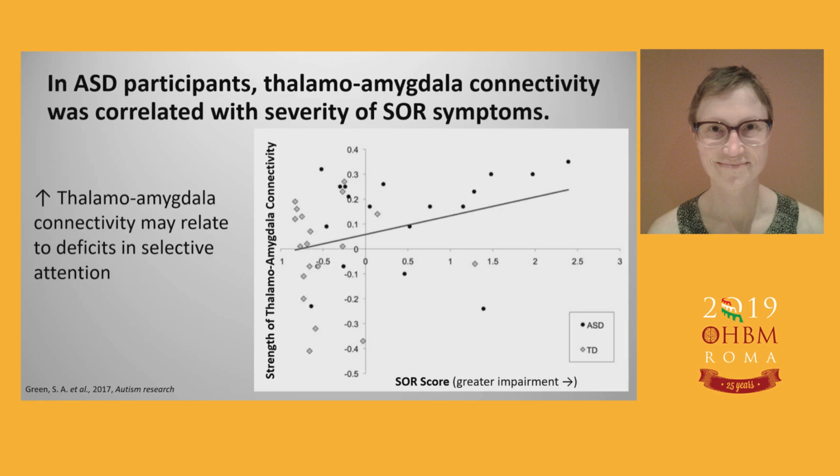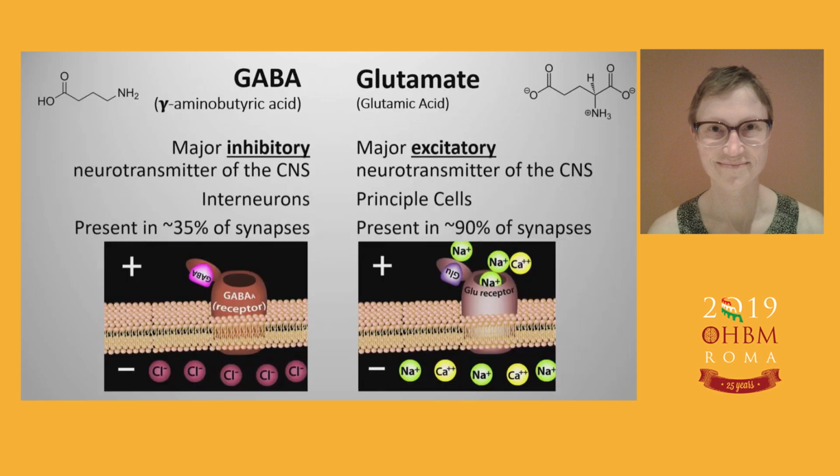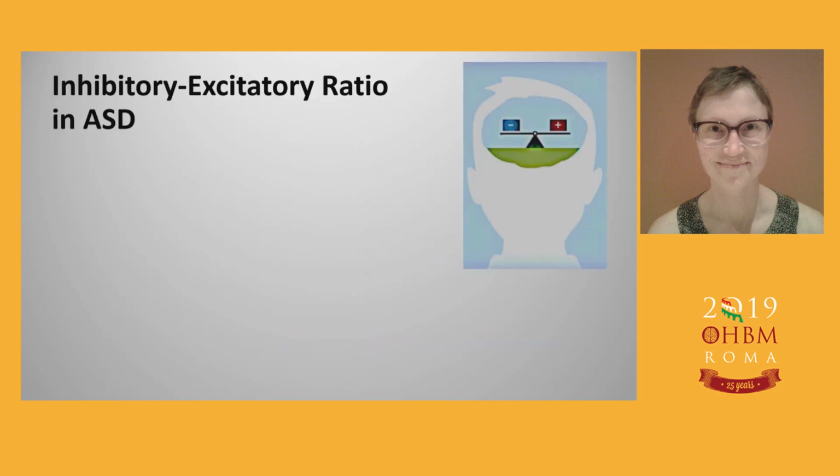To think about the imbalance, we started to think about what is considered the inhibitory and excitatory ratio hypothesis in autism. GABA and glutamate are the major inhibitory and excitatory neurotransmitters of the CNS, respectively, and very prevalent: GABA at 35% of synapses and glutamate at as much as 90% of synapses. And there's been a number of lines of evidence that have suggested that there's alteration in the inhibitory excitatory ratio in ASD.